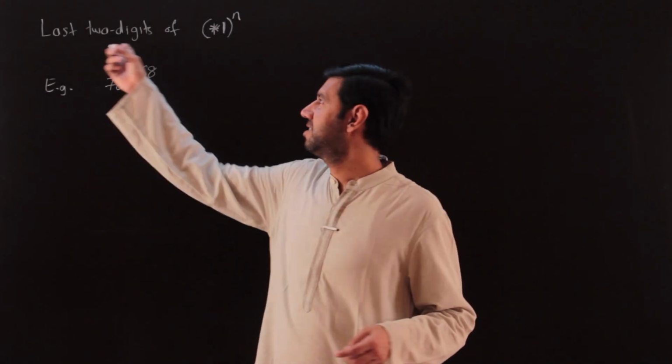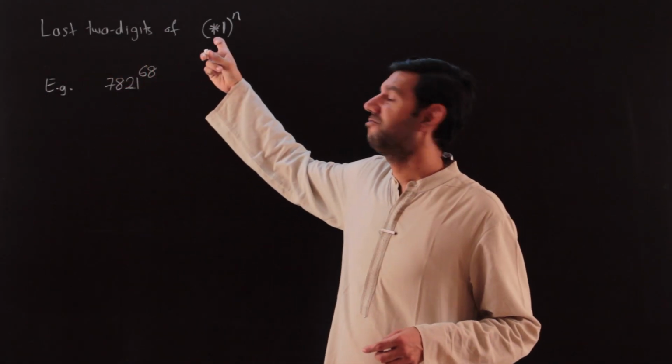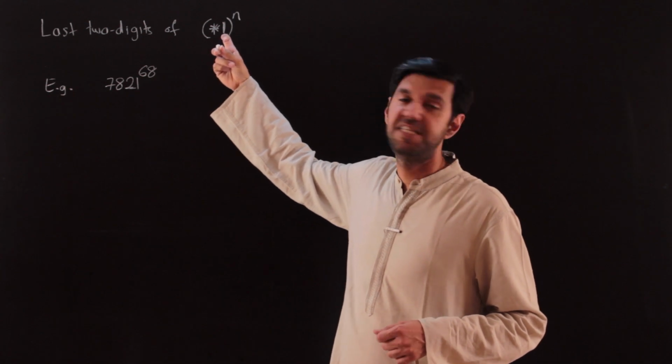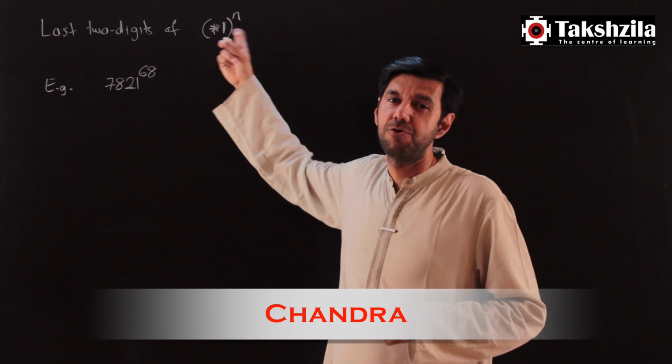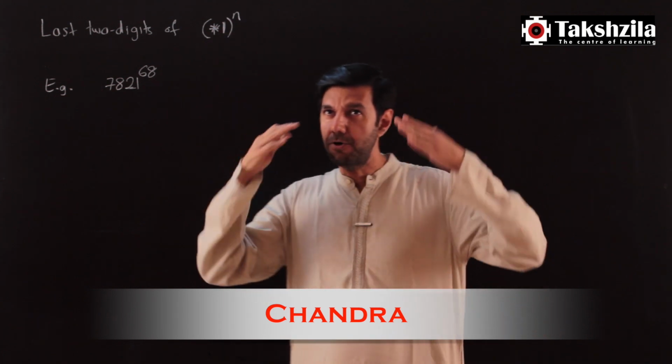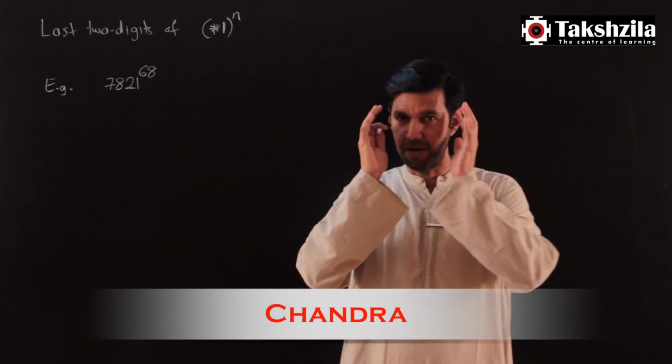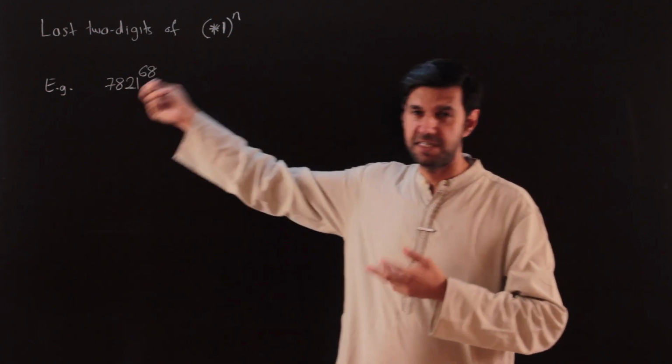The easiest type of questions in this is when we want to find the last two digits of a number whose unit digit is 1. That could be anything at the position of the star, but the unit digit is 1, right? So try to remember these types of questions in boxes. Unit digit 1, the easiest, we'll see.